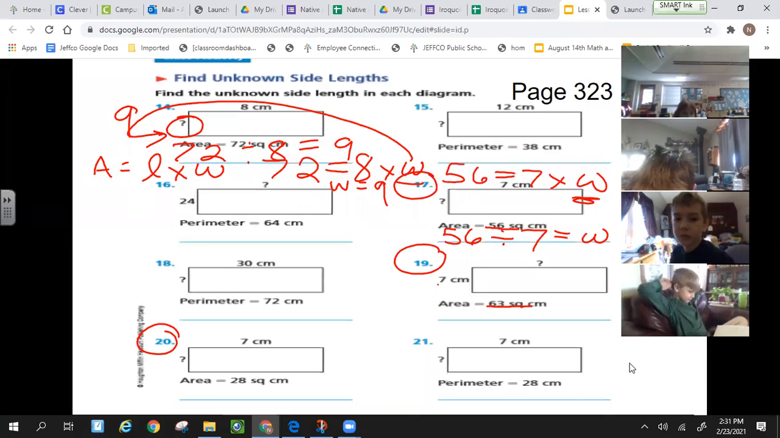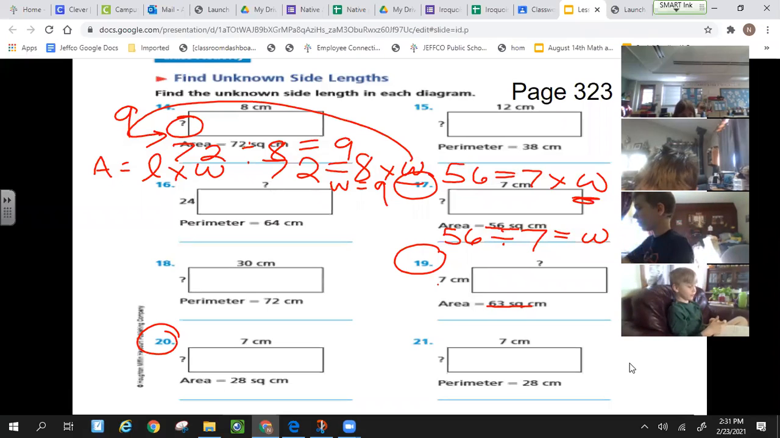Don't forget your unit is centimeters. I forgot the unit on the last one. We're looking at centimeters. cm. You'll see it up there, right? Centimeters.